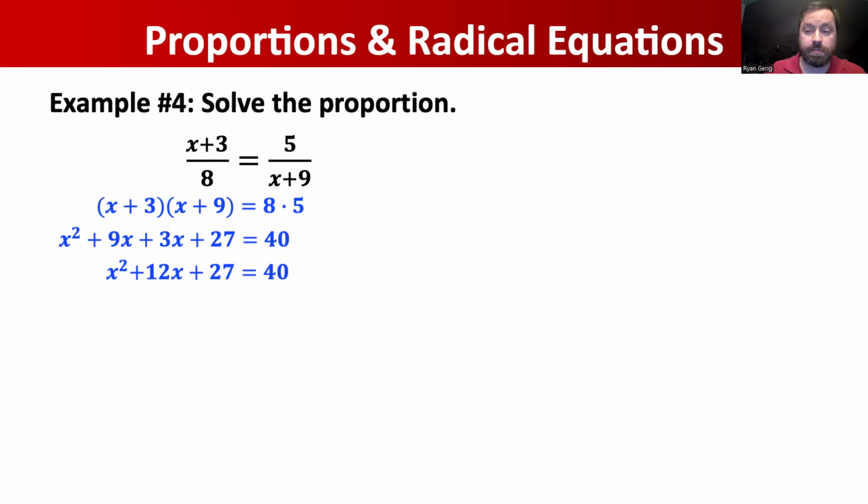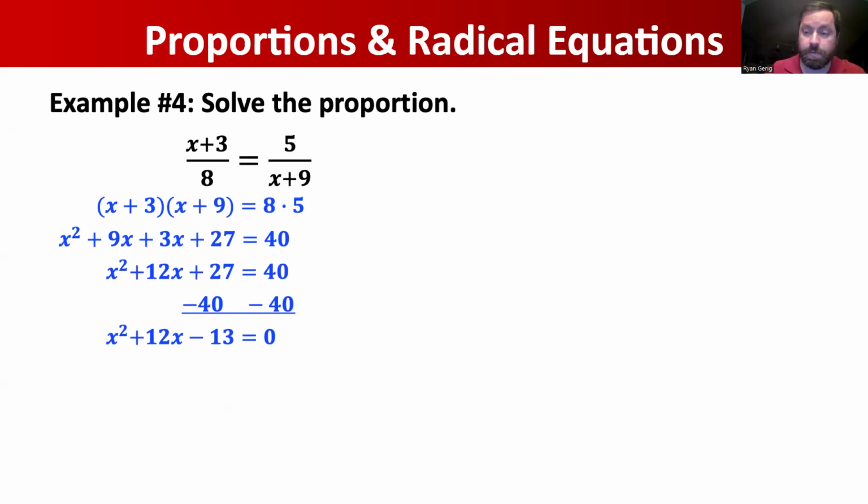a quadratic. We know how to solve these now. We can subtract 40 from both sides to get it equal to 0, which results in x squared plus 12x minus 13 equals 0. And now we can go through all of our possible ways of solving this. I always check for factoring first. Can I factor this? Hopefully you see that you can. Pause it. See if you can find the two factors.